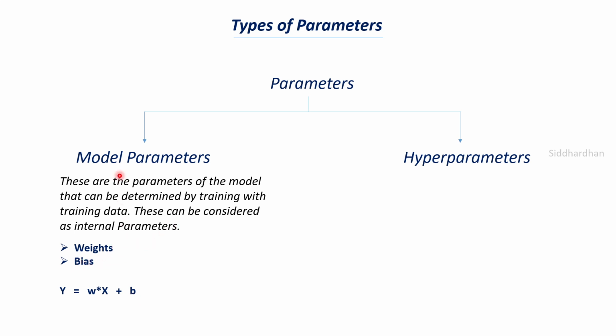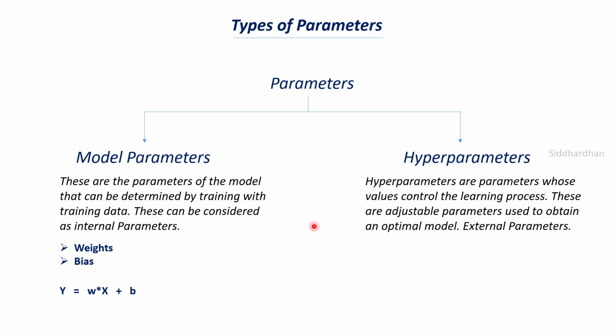So these two will be the model parameters, and we can call them internal parameters. Now let's try to understand the hyperparameters. Hyperparameters are the parameters whose values control the learning process. These are adjustable parameters used to obtain an optimal model, and hence they are called external parameters. Now let's try to understand this particular definition.